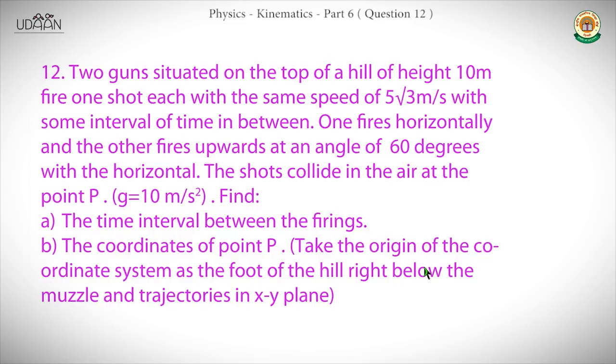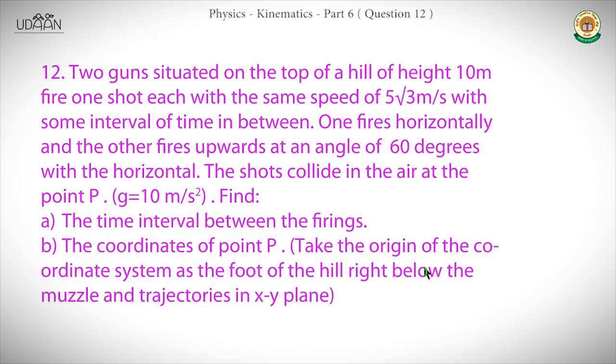Okay, so this is a very good problem. Two guns are situated on the top of a hill of height 10 meters, and fire one shot each with the same speed of 5√3 meters per second, with some interval of time in between. One gun fires first, then after some time the other gun fires. One gun fires horizontally and the other fires upwards at an angle of 60 degrees with the horizontal. The shots collide in the air at point P. So we have to find the time interval between the firings and the coordinates of point P.